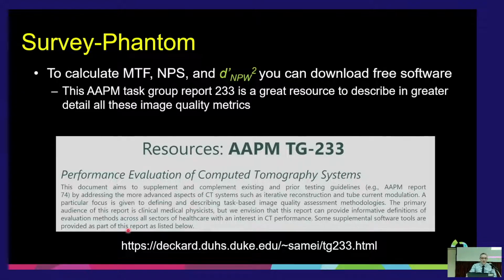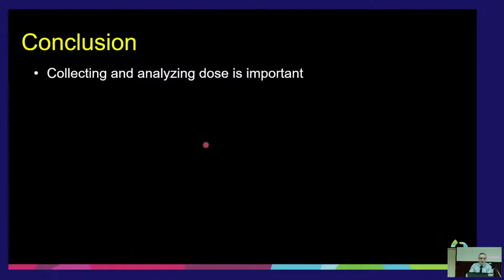And there is a software that you can download for free. It's right here. Just go to this website. And you now have the ability to do MTF, TTF, NPS, and D prime. You can do all these calculations on your own. So this is a free resource for you. And the basic point here is we need to move away from just using CNR and SNR when we deal with iterative reconstruction and deep learning, which is the future and the present of CT reconstruction.